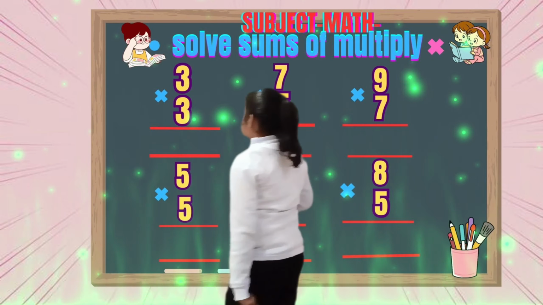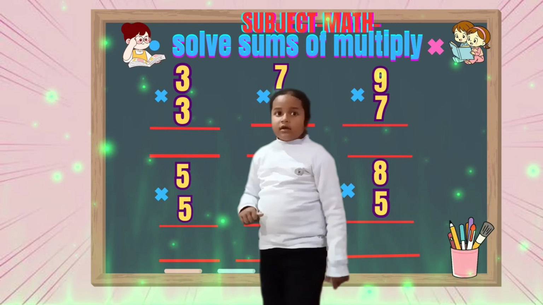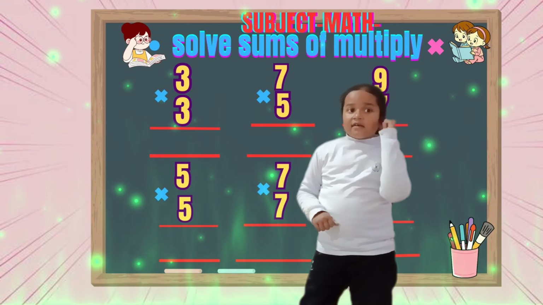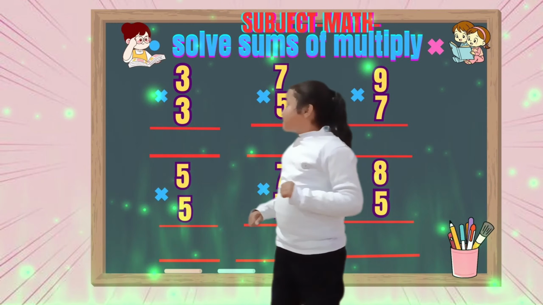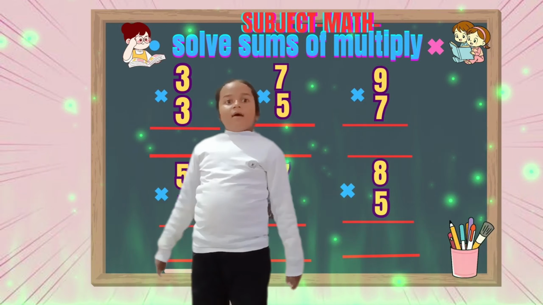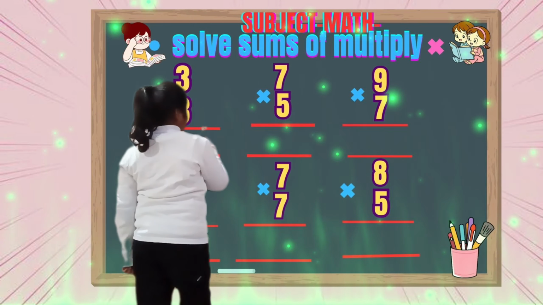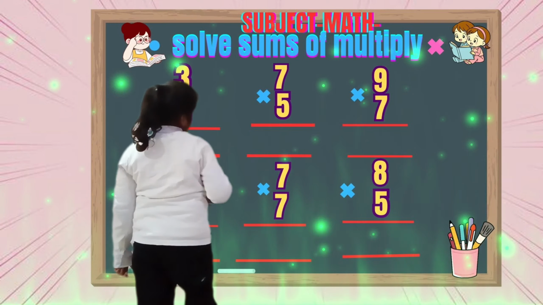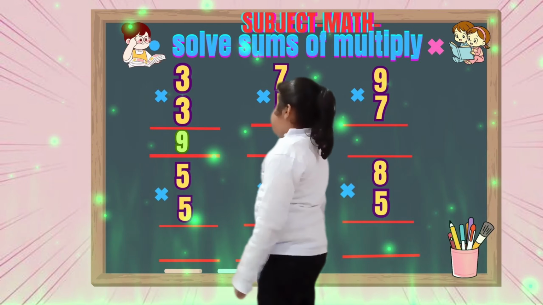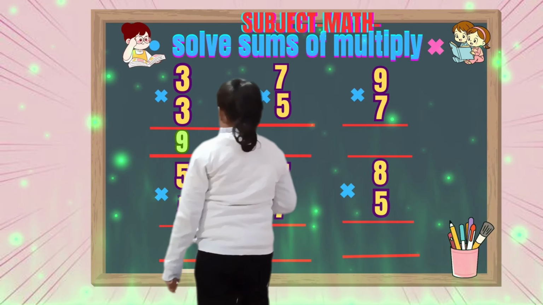Kids, 3 3 ja. Guess. Yes, my smart kids. 9. Okay, kids. Okay, and write 9. Okay, this is done.